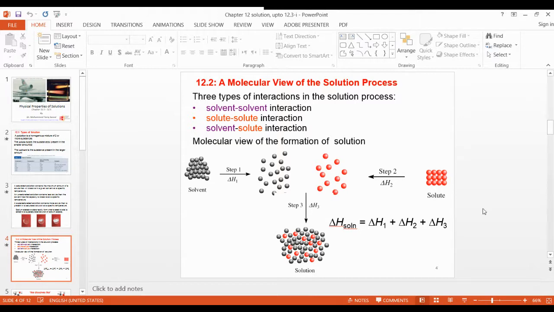Similarly, the solute also disperses, and the molecules interact with each other. Being highly energetic, they now combine with the solvent, and then you get a solution. After that you add up the total enthalpy of the solution. So one step, two steps, and there are three steps. This is all about the molecular view of a solution.